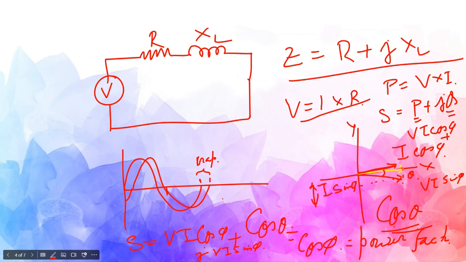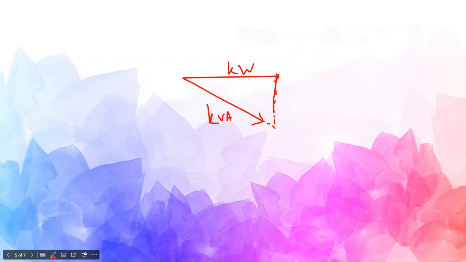Now, with this understanding, let me show you very quickly what is the power diagram. This is called a power diagram or power triangle. Let's say this is called kilowatt and this is called kVA, and it will have this component, which is called kVAR. That is called the power triangle, and this angle is phi or theta, whatever.